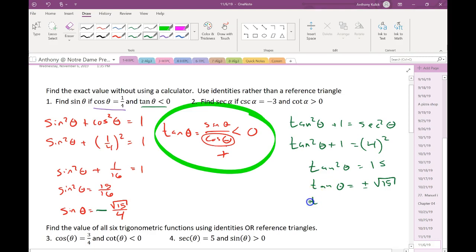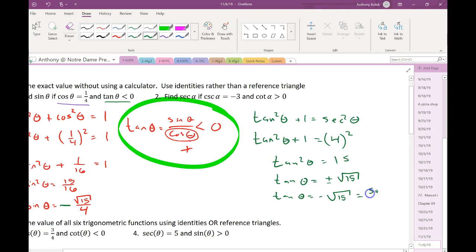But I know that because tangent is negative, it's just negative square root 15. Correct? And then I know that this is equal to sine theta over cosine theta. And if cosine theta is 1/4, if I multiply both sides by 1/4, I get that sine theta is negative root 15 over 4. So you could have done it that way as well.